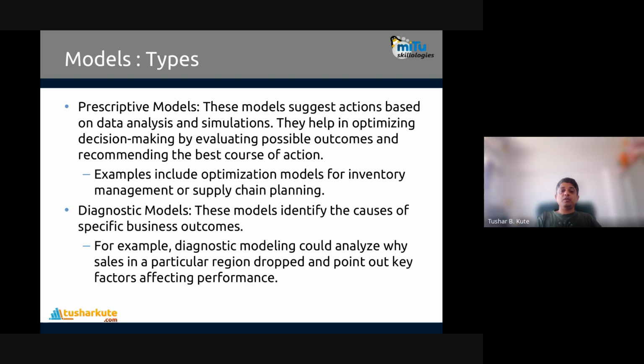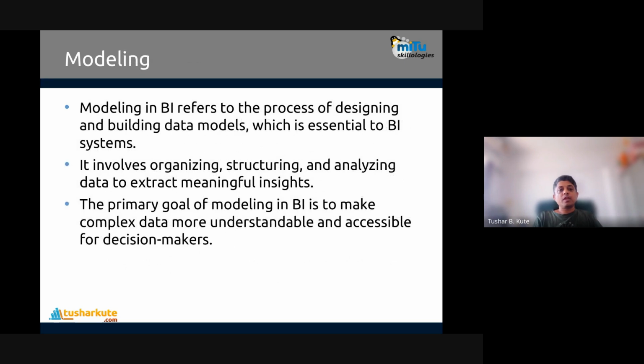For example, a diagnostic model could analyze why sales in a particular region dropped and point out key factors affecting the performance. Why has this happened? What's the reason behind it? That can be found by using the diagnostic kind of model. Diagnosis is done, and the reason behind what has happened is found with the help of diagnostic models.